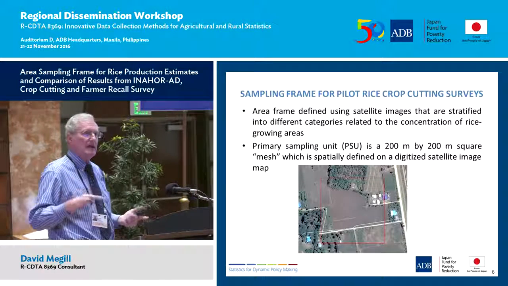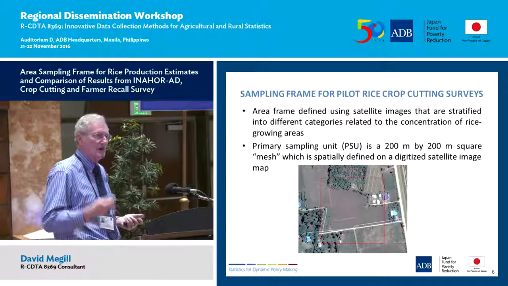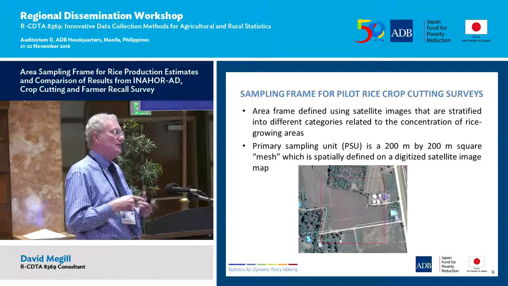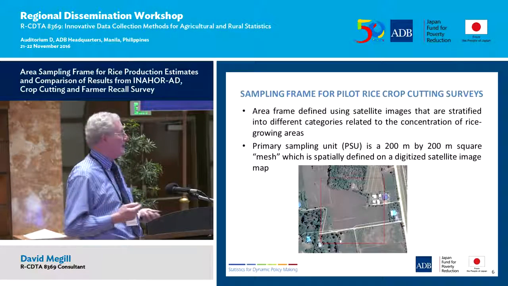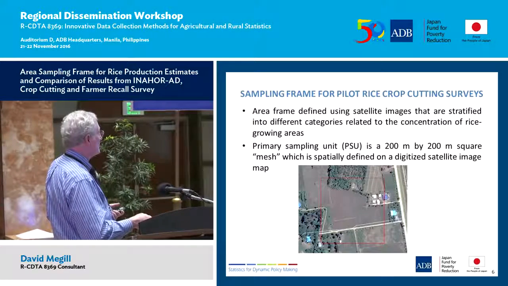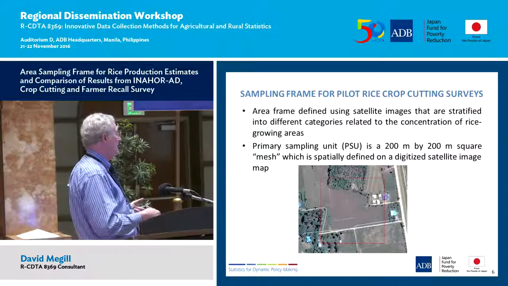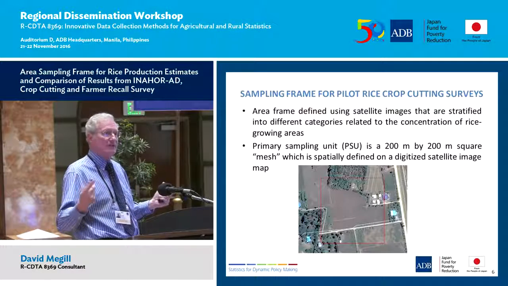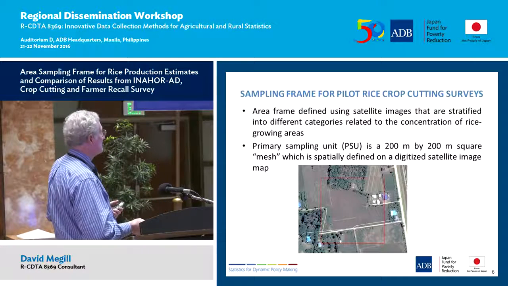Now, outside of rice production, some countries, including the US, use area frames to look at crop area and production for all different types of crops. And the way they do that is to account for every piece of land in there. And they also stratify by land use, but for a variety of crops, not just for rice.